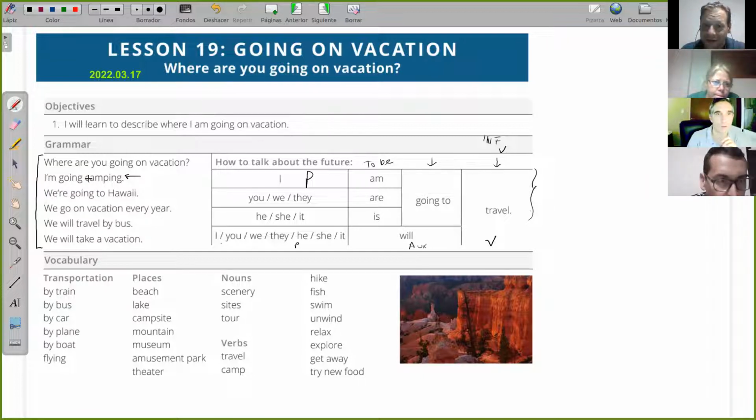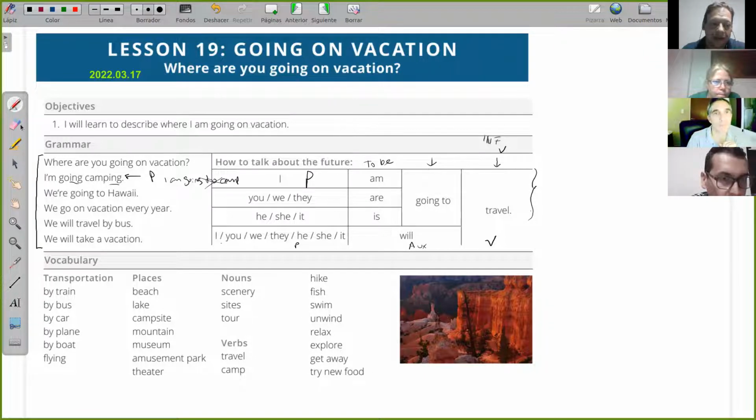Actually, I haven't noticed that. There are 2 imposters. Yes, yes. This is in present form. Okay, it says I'm going camping. It's not I am going to camp. No, it's not like this. It's okay. It's I'm going camping. That's true.